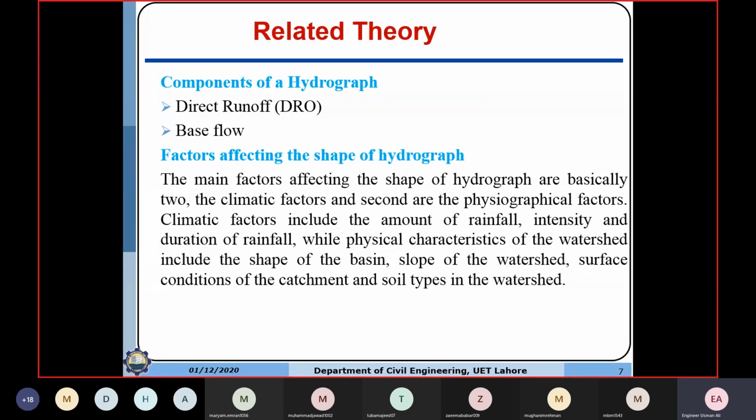The main factors affecting the shape of the hydrograph are basically two: the climate factors, and secondly the physiographical factors. Climate factors include the amount of rainfall, intensity and duration, while physical characteristics of the watershed include the shape of the basin, slope of the watershed, surface condition of the catchment, soil type, etc. One way or the other these affect the shape of the hydrograph, either to have steeper slopes of the rising and falling limb, more peak, less time to peak, or milder slopes, less peak with more time to peak.